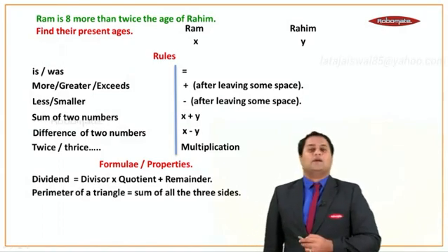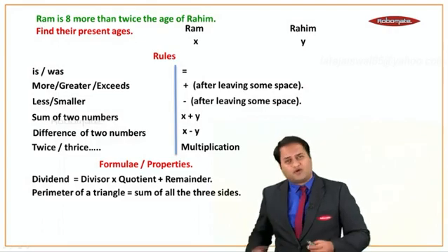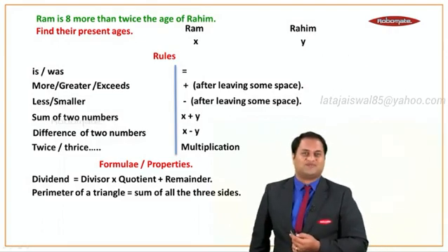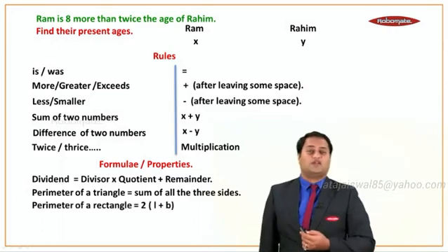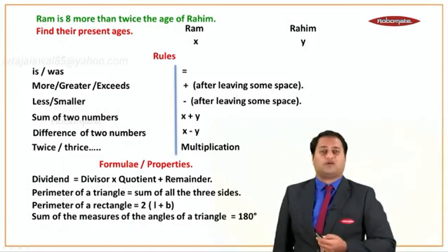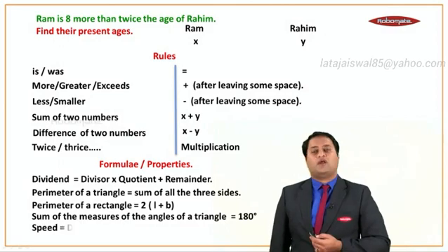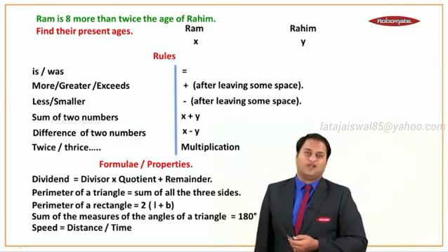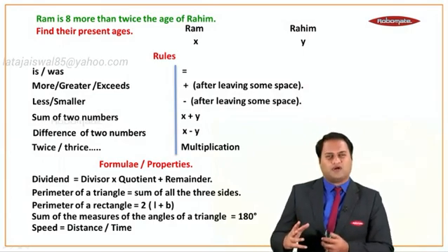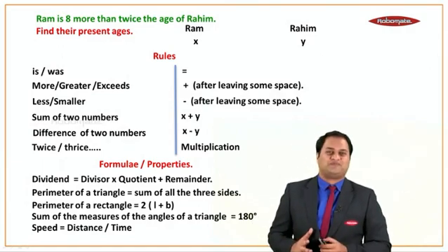So if in a sum a dividend, divisor, quotient and remainder are given, use this. Perimeter of a triangle is equal to the sum of all the three sides. Whenever they talk about the perimeter of a triangle, you should know that we are supposed to use this formula. Perimeter of a rectangle is 2 bracket length plus breadth. Sum of the measures of the angles of a triangle is 180 degrees, the property. And last but definitely not the least, speed is equal to distance upon time. So these are a few formulae and properties that you need to remember. Trust me, if you follow these rules, you will be able to solve most of the sums.